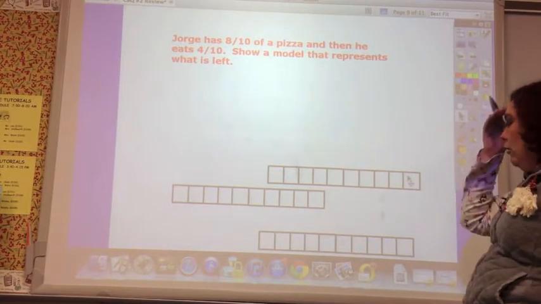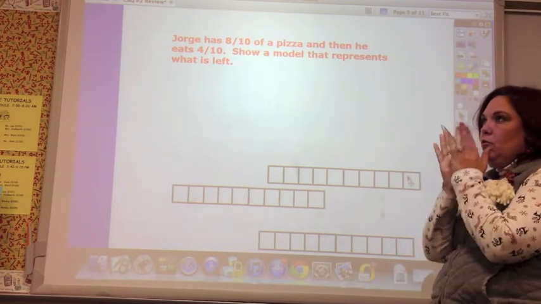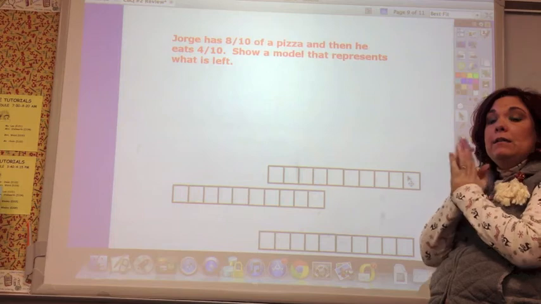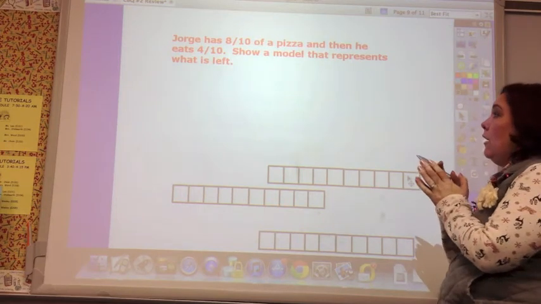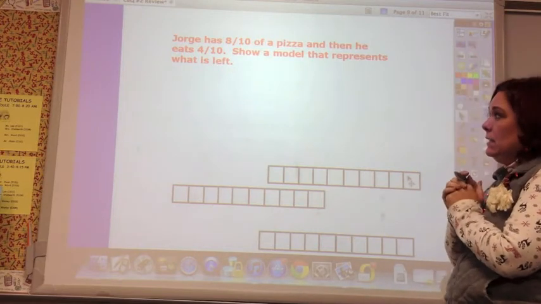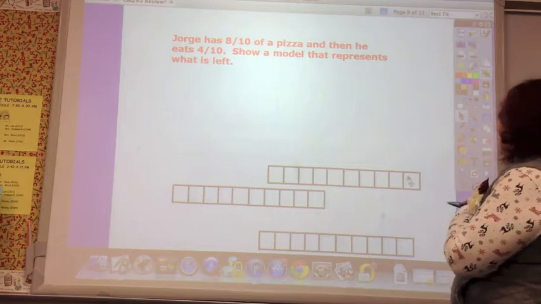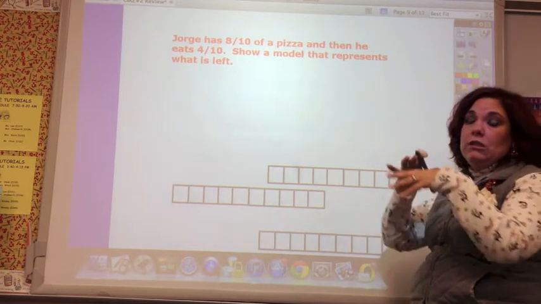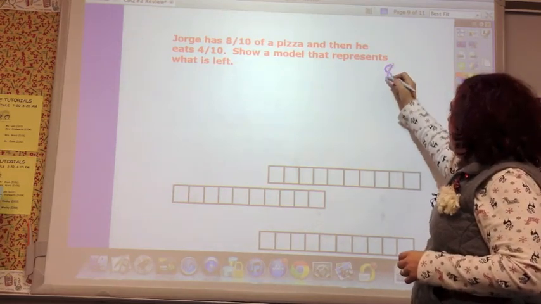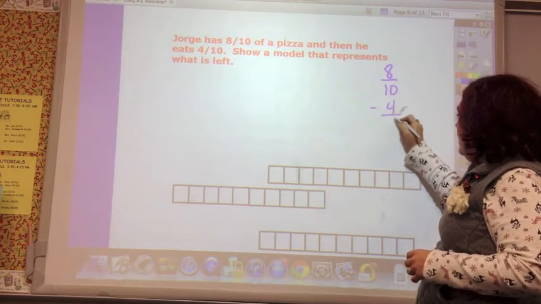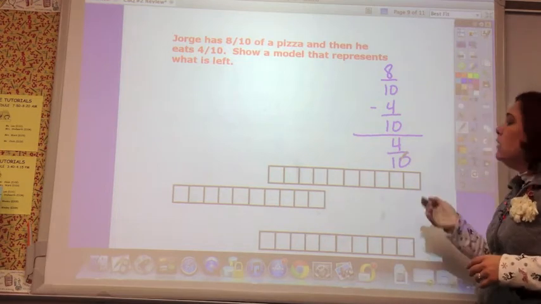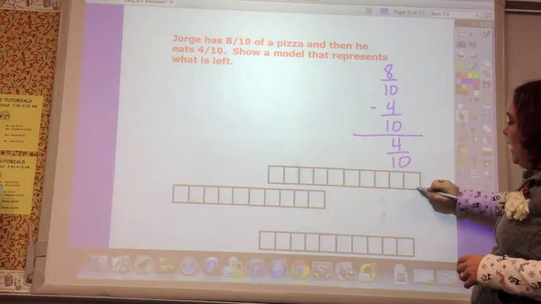Okay, the subtraction looks weird, and you really have to read it and look at it. Again, solve the problem without the model, and then make sure that your model matches what you saw. So George has 8/10 of a pizza, and then he eats 4/10. Show a model that represents what is left. So we know that this is going to be subtraction because he starts out with a part, a part goes away, and then what's left. So 8/10 minus 4/10 equals 4/10. So he really ate half of it. So 4/10. So that's what we're looking for as an answer.